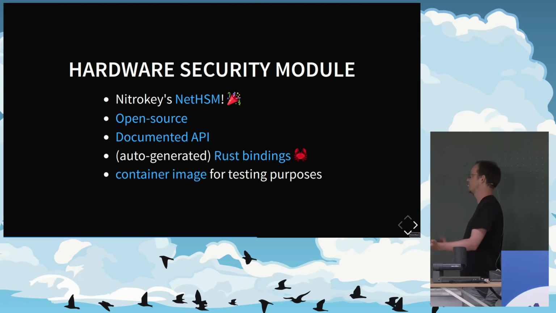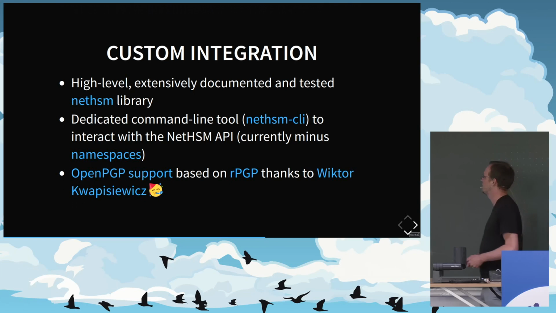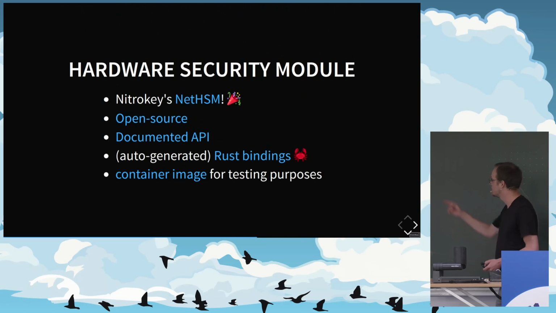And on top of that, we have a container image that basically provides us with the operating system in a containerized form, fully allowing us to test against an API. We have custom integration for this. This is something I worked on over the last few months. We have a high-level, also fairly extensively documented library now that makes use of the previously mentioned Rust bindings, because those are really auto-generated.